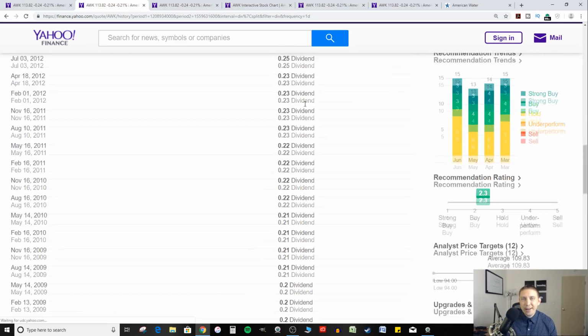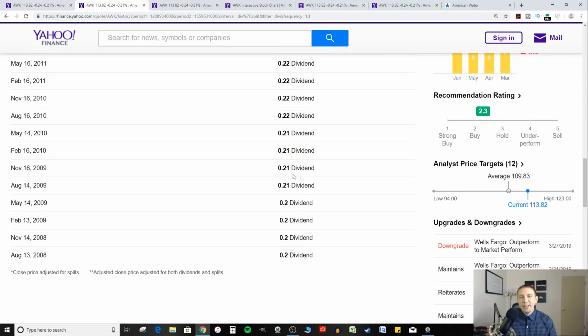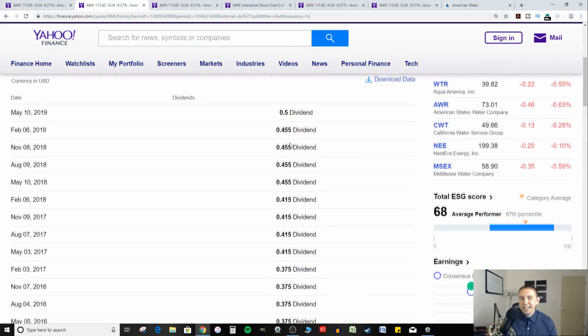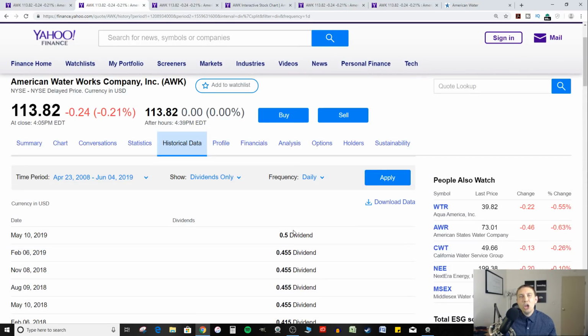The further down I scroll, the further back in time we go. As you can see, since 2008, this company has basically doubled its dividend payout, and it looks like it will continue to increase its dividends over time. Obviously, as long as the business is sustainable and the economy is good, it's more likely than not the company will keep increasing its dividends, which means my income is going to keep going up as long as I hold this investment. So that's an easy way for me to see the long-term dividend growth of this company.